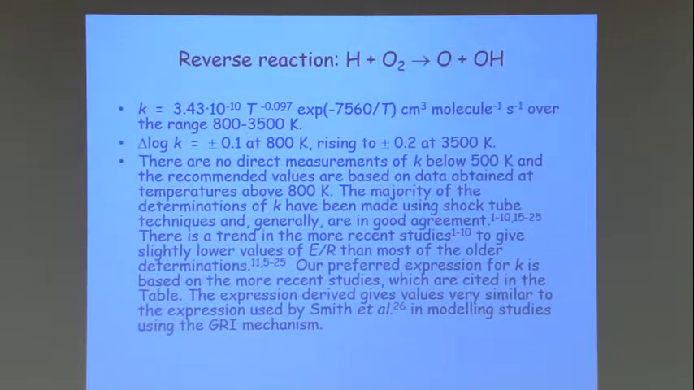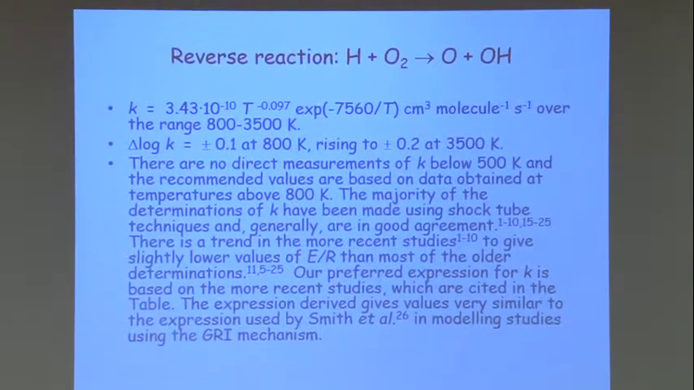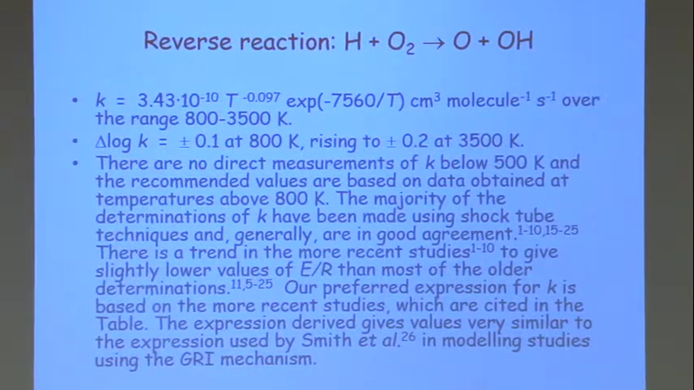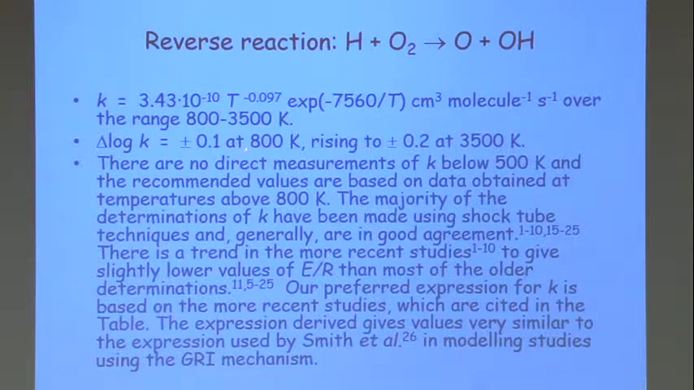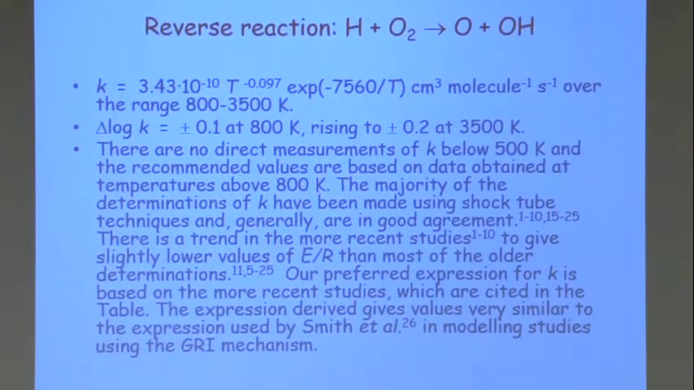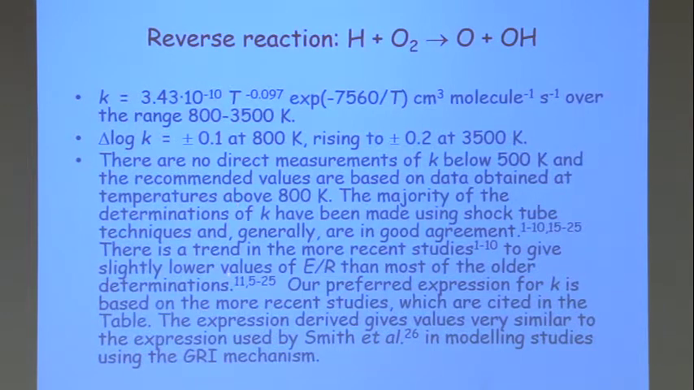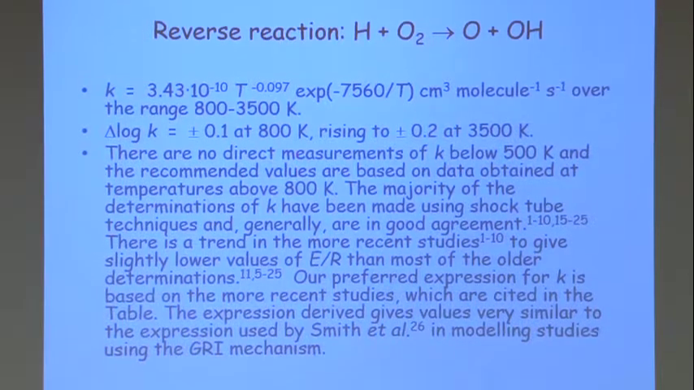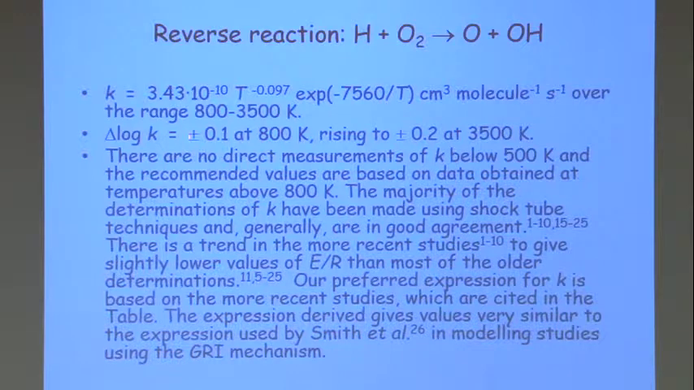Here's the reverse reaction. So there's the recommendation for the reverse reaction. The uncertainty, now delta log K, is only 0.1 at 800 K, but rising to 0.2 at 3,500 K. No direct determinations below 500 K, so this is the reverse of what's going on there. So the low temperature range is determined, well, they only go down to 800 K in this recommendation, but you can determine it lower down by using the reverse reaction.